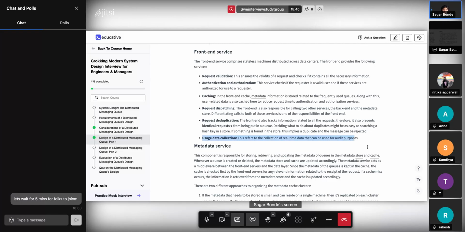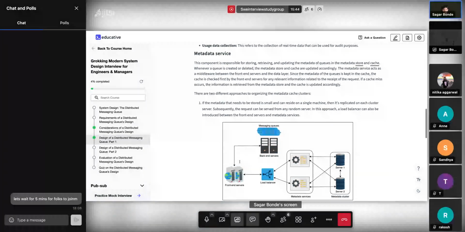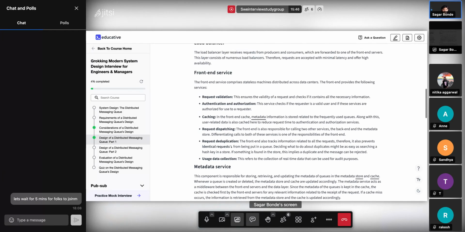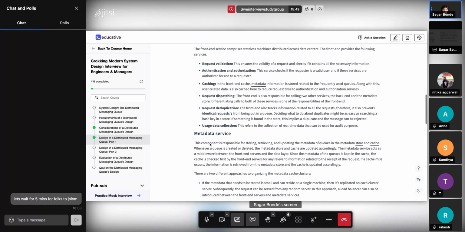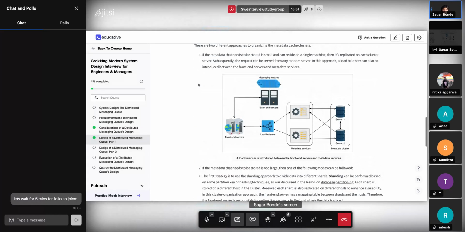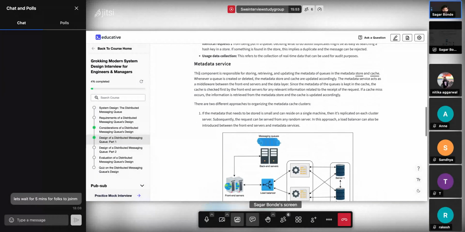And then usage data collection, that is more like a metrics collection. Then we came to the next component after front end service, which is metadata service. Someone asked the question, I think Nitika asked, why do we need the metadata service.